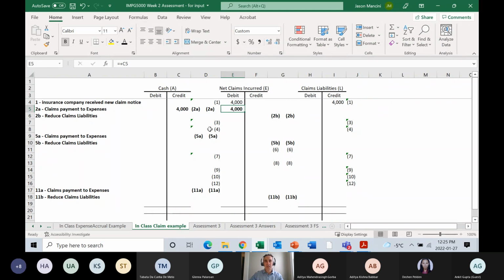As a separate transaction, we're going to reduce claims liabilities. And if we don't think there's going to be any more payments on a claim, we want to reduce the liability. So to reduce the liability, we increase it with the credit, right-hand side. We're going to decrease the liability, left-hand side.